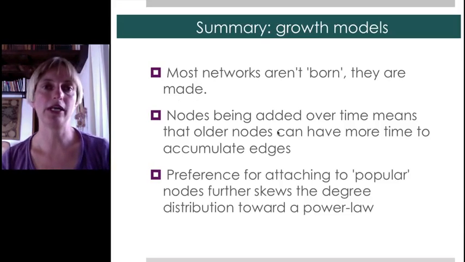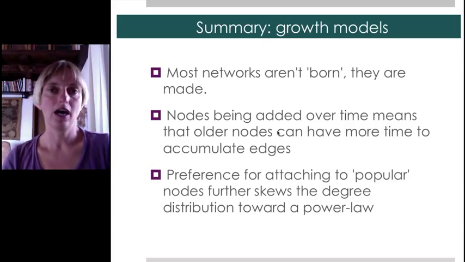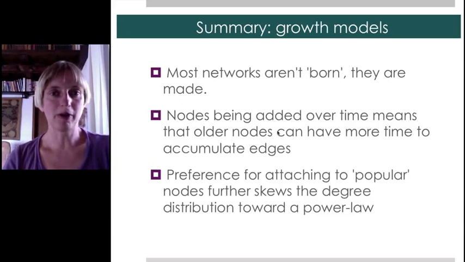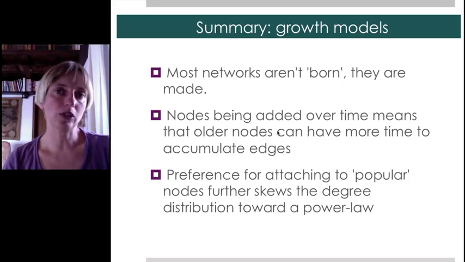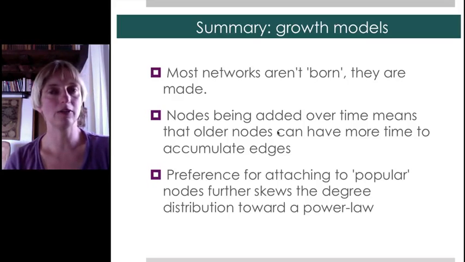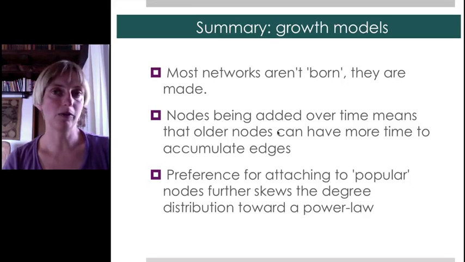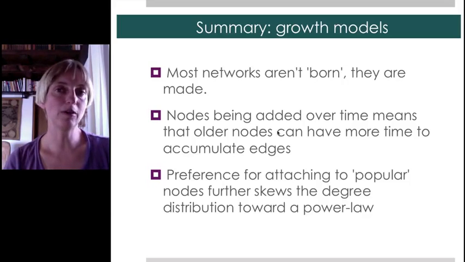To summarize the growth models, the reason for doing growth models is that most networks aren't born, they're made. They grow over time, and this means that some nodes, the older nodes, might accumulate more than others. But if you have this additional ingredient of preferential attachment, then nodes that for whatever reason end up with more edges as the network grows are going to accumulate even more edges at the expense of other less fortunate nodes.